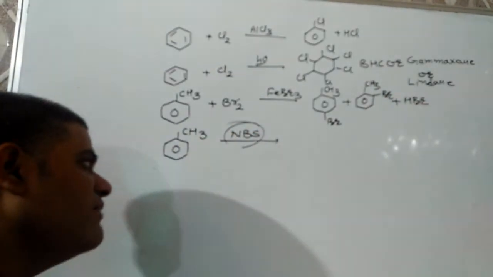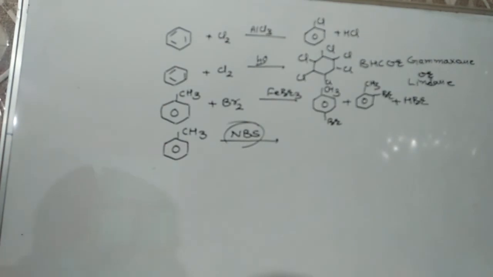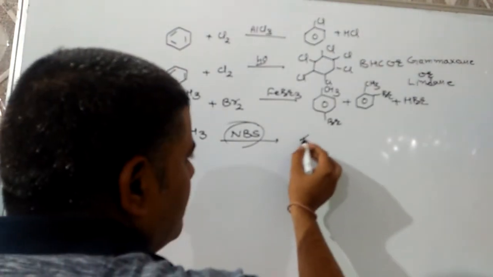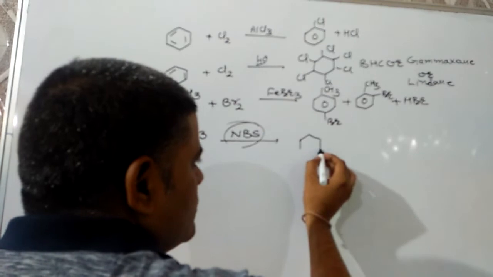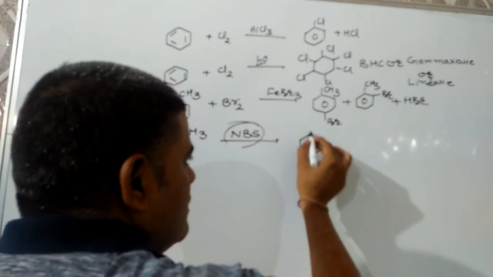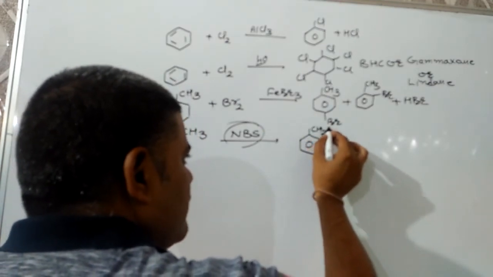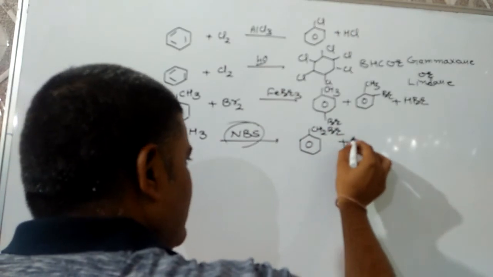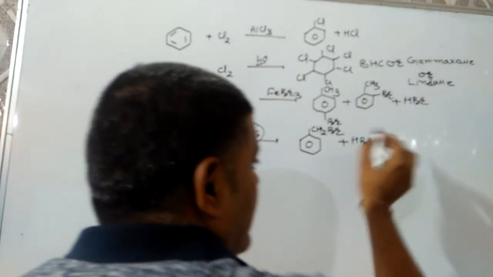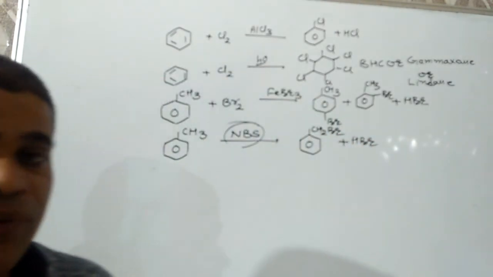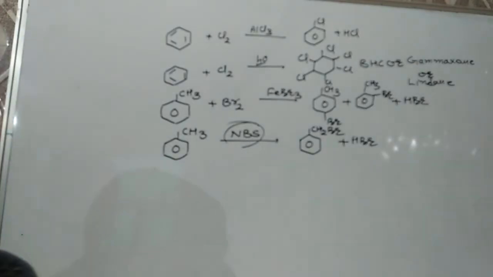Next one is a very important one. When NBS is there, then allylic substitution takes place, and that substitution is an example of free radical substitution, due to which we will get benzyl bromide. I hope you understand all these 4 reactions. These are very important for board as well as your competitive exams.